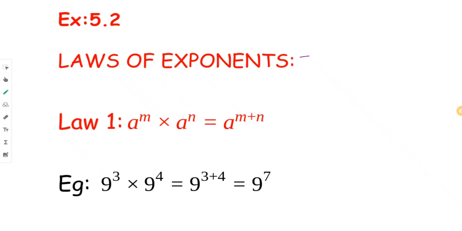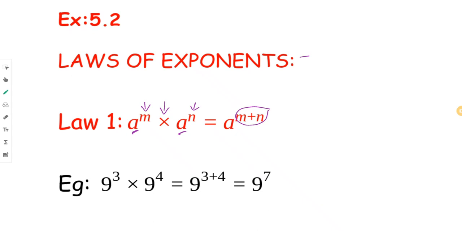A to the power m into a to the power n gives a to the power m plus n, right? You'll notice here that the bases are the same, they're both a and a, but the powers are different. One is m, the other is n. You can see this is multiplication, so whenever you come across this type, you just have to add the powers, m plus n.